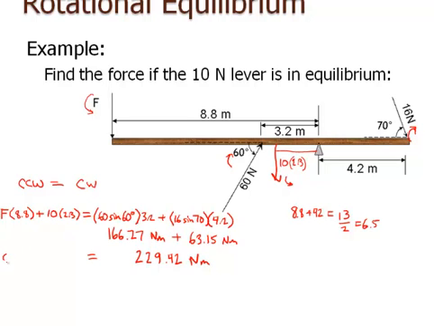On this side, I'll just rewrite it a little bit cleaner. 8.8 times F, and 10 times 2.3 is 23 newton meters. If I subtract 23 from both sides, I get that 8.8 times the force has to equal 206.42 newton meters. And dividing both sides by 8.8, we get that the force must be equal to 23.5 newtons.